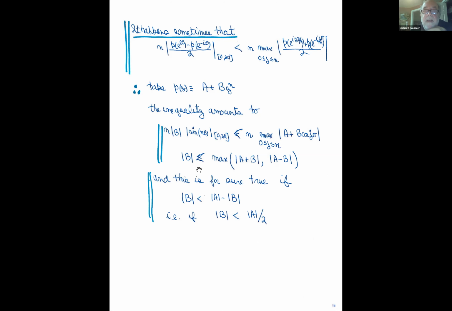And this will be for sure true if the norm of b is less than the absolute value of a plus the absolute value of b. In other words, if the length of the complex number b is less than half the length of the complex number a, the inequality on top will hold for the polynomial a plus b z to the n. Okay, so sometimes one inequality will be better than the other one, at least sometimes. Here is a case. I'm sure there are many other cases where this is true.